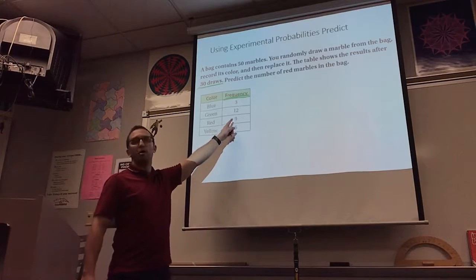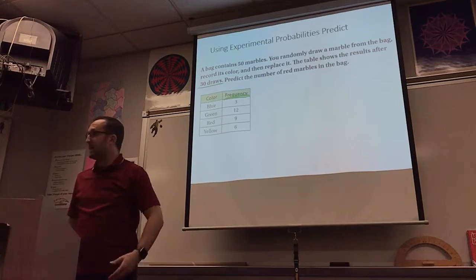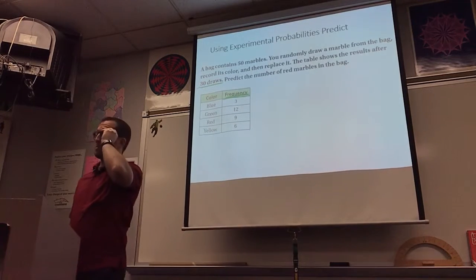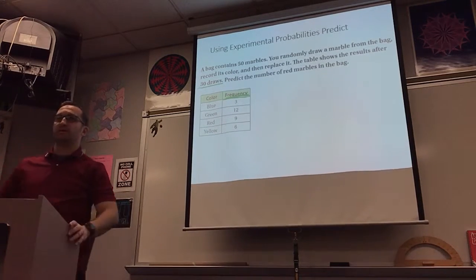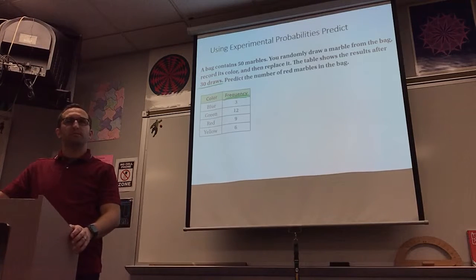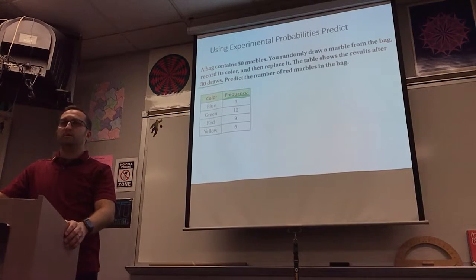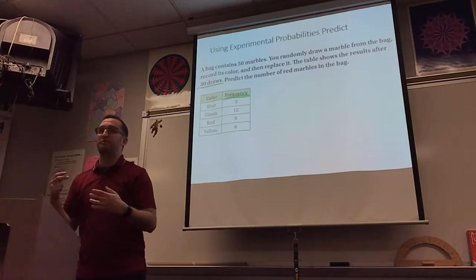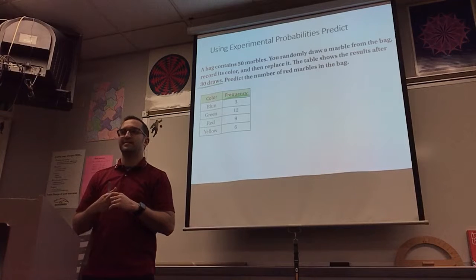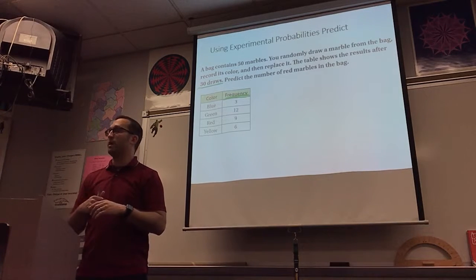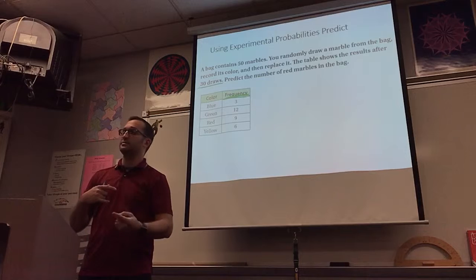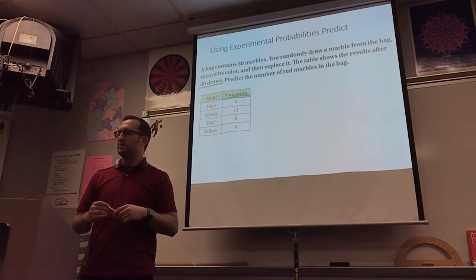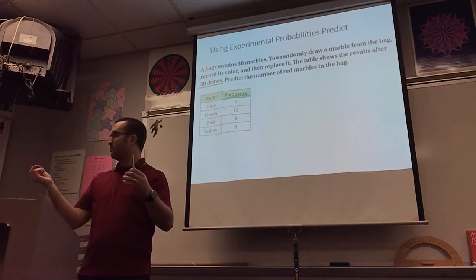There are not 9 red marbles in the bag. That's not it. What does this 9 represent in this problem? How many times what? How many times we drew the red out of what? Out of the bag? 30 times. Why 30? Because 30 is how many times we reach into the bag and pull out a marble.